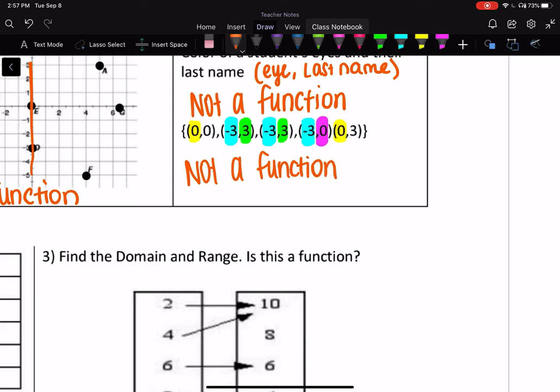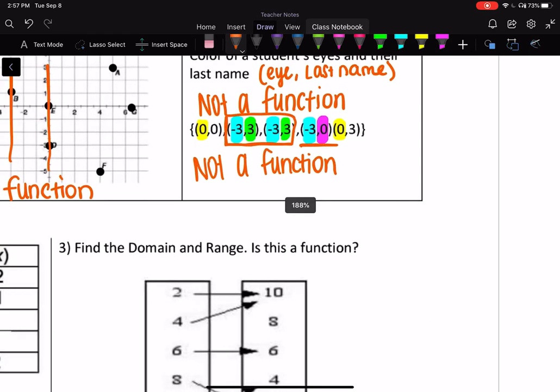It is okay if x values repeat and go to the same thing, but as soon as it goes to something different, we know that it will not be a function.